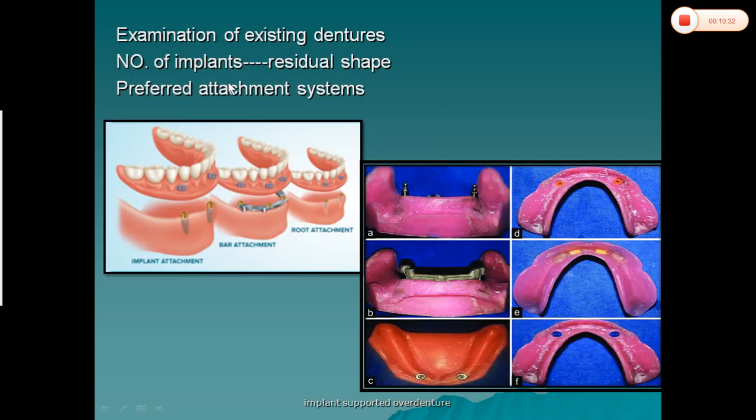Next, the patient's pre-existing dentures. See, these edentulous patients are using dentures already. So when the old dentures are ill-fitting or the patient is not happy with the existing dentures, then you go with implant supported overdenture. So the existing complete dentures of the patient should be evaluated. What all evaluation do you do?